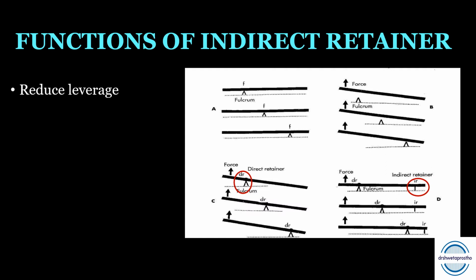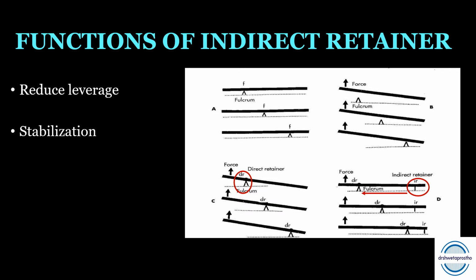One more important point, the farther the indirect retainer is placed from the fulcrum, the more minimal is the rotation. The indirect retainers convert the class 1 lever in RPD, which is harmful, to the class 2 lever, which is more favorable. So thus it reduces the lever. It is one of the important MCQ questions which is asked.